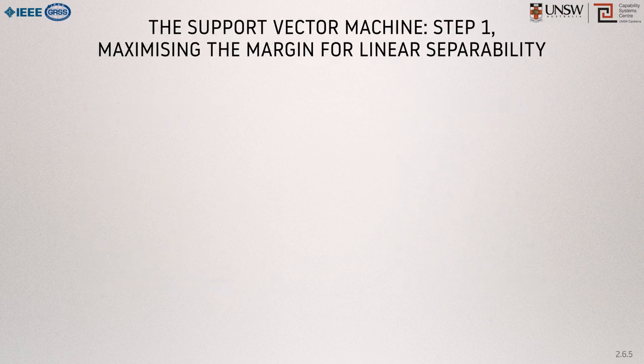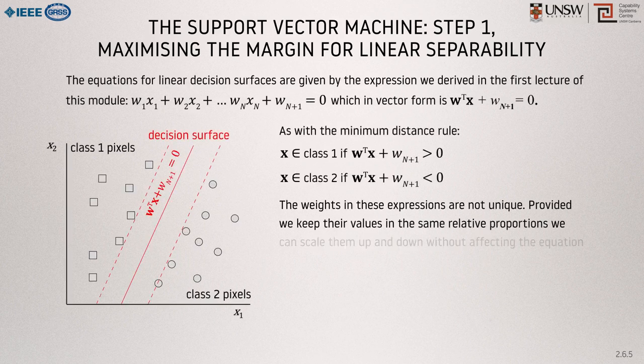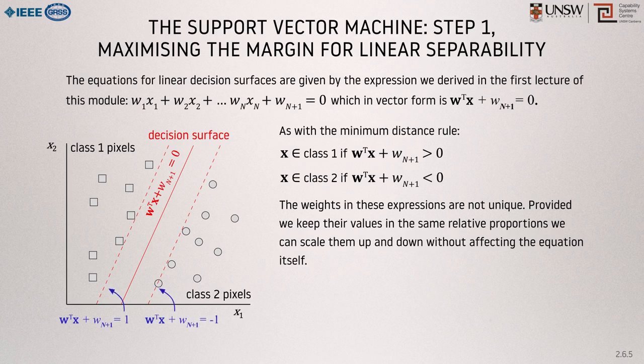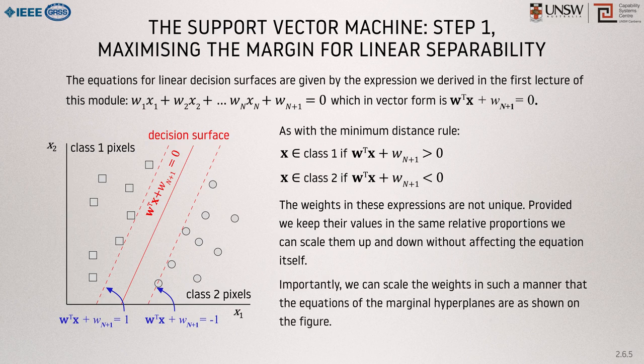Let's now look at the first step, finding the optimal position of the decision hyperplane. Again, it has the same mathematical form as a hyperplane for the minimum distance classifier. We now look at the marginal hyperplanes. It is helpful if we make their equations take the forms shown on the diagram in blue. We can do that because we can scale the parameters in the decision rule, which involves adjusting the offset.